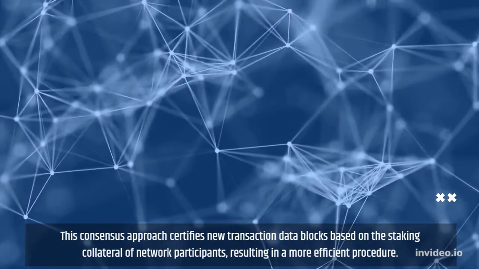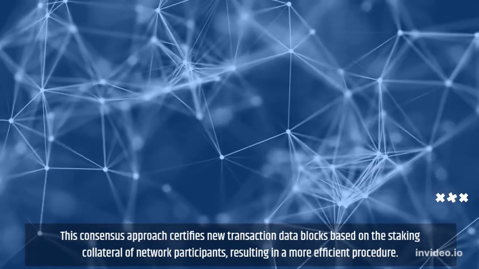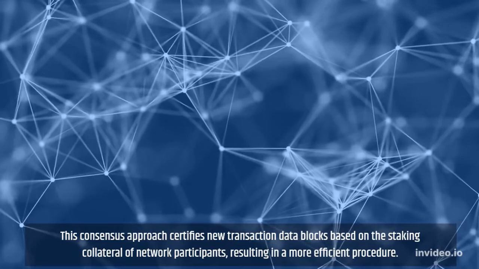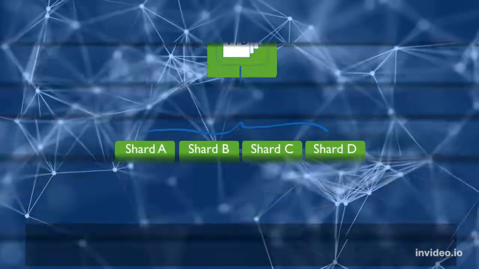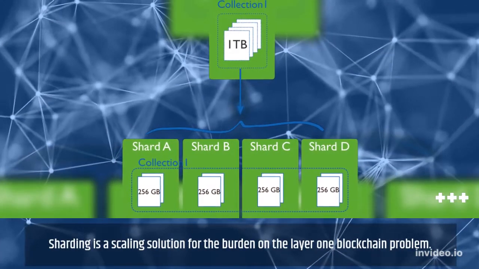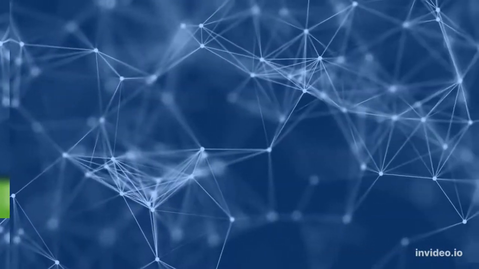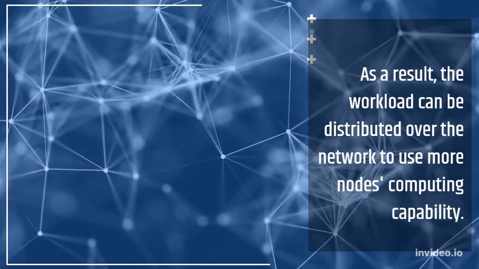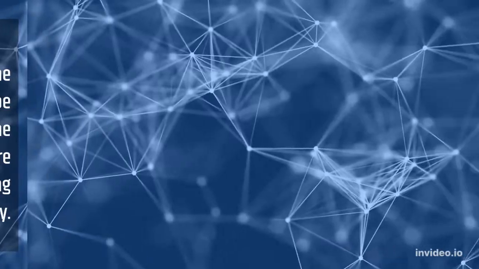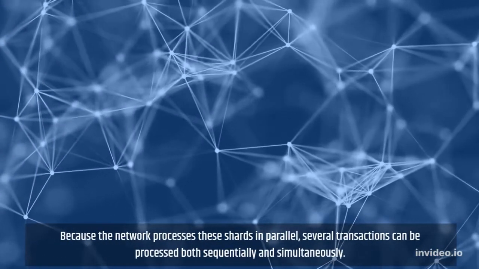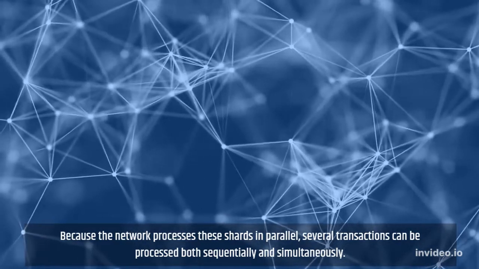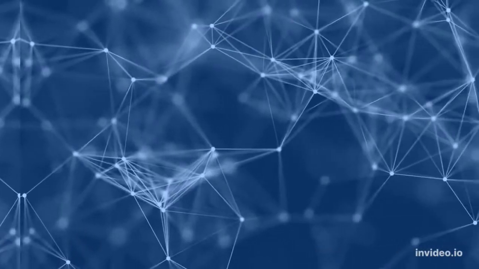This consensus approach certifies new transaction data blocks based on the staking collateral of network participants, resulting in a more efficient procedure. Sharding is a scaling solution for the burden on the Layer 1 blockchain problem. As a result, the workload can be distributed over the network to use more nodes' computing capability. Because the network processes these shards in parallel, several transactions can be processed both sequentially and simultaneously.